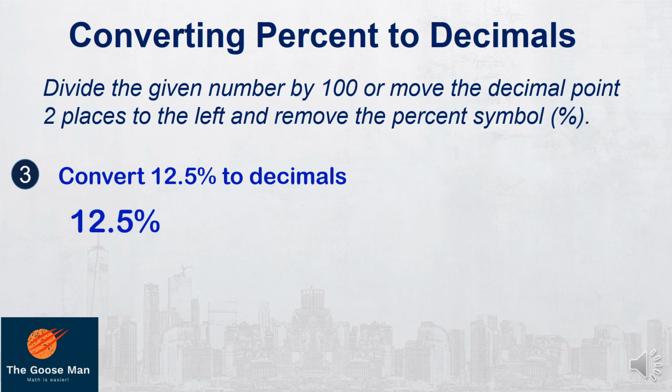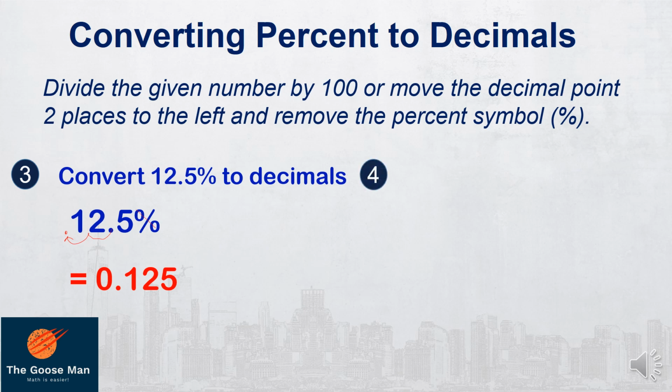So we have 12.5. So what we're going to do is we will move the decimal point 2 spaces to the left. So we have 1 and 2. Then we have the percent symbol. Do not forget to remove the percent symbol. So what we have now is actually 0.125.